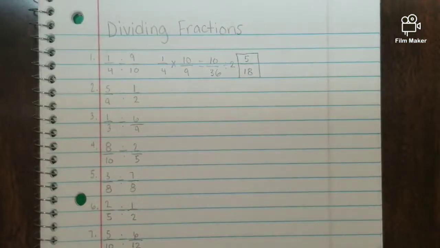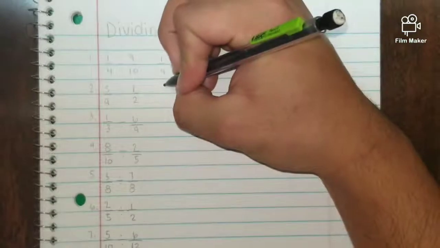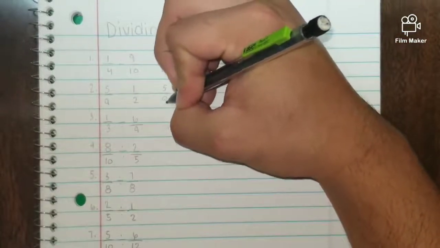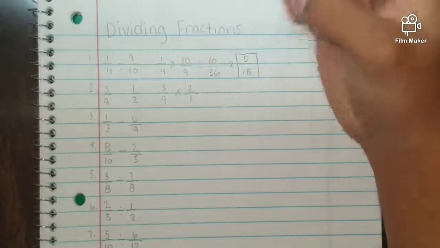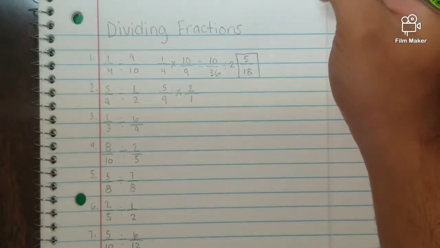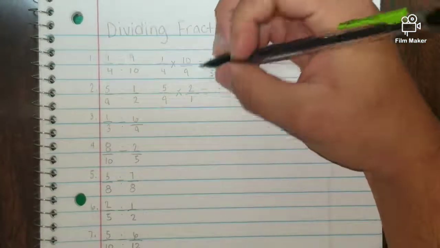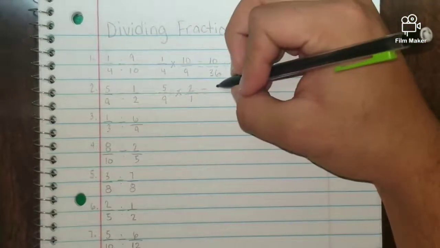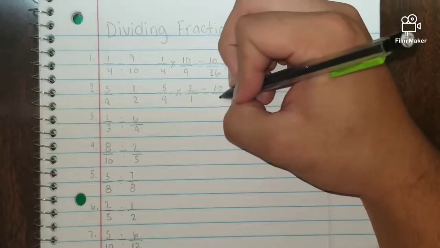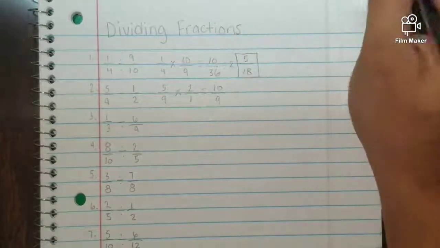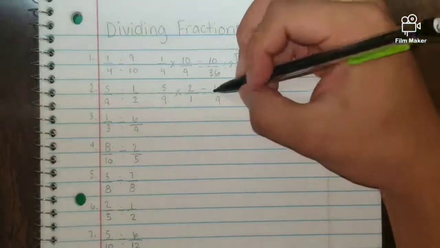For the next one, we have 5 over 9 divided by 1 over 2. So first, we have to rewrite the equation. So 5 over 9 times 2 over 1. And now all we do is multiply. 5 times 2 is 10. 9 times 1 is 9. And that would be our final answer.